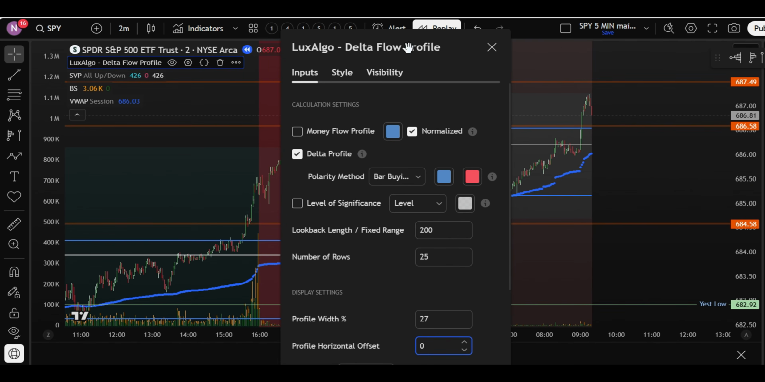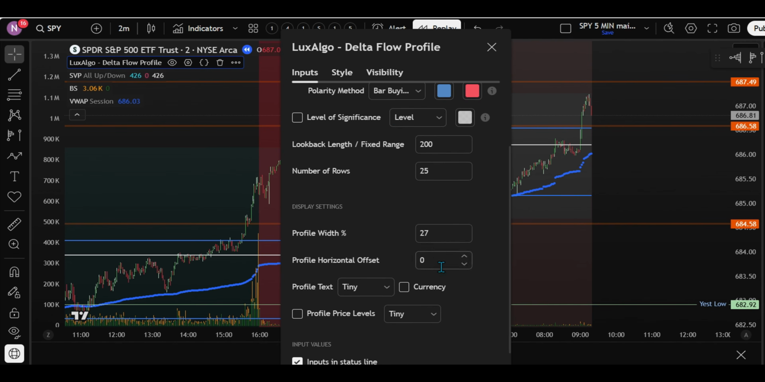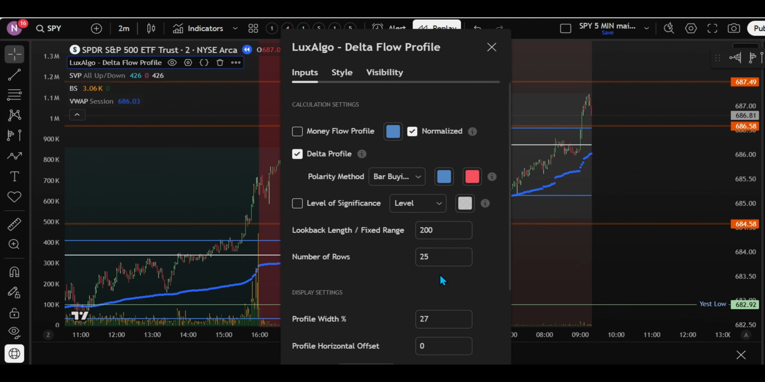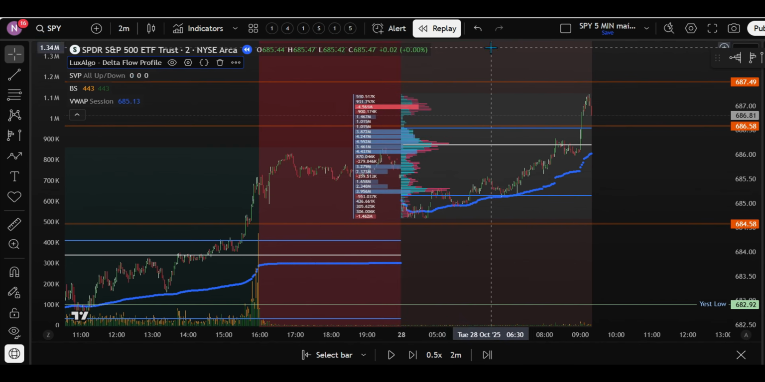So this is what I use, the delta profile instead of bipolarity, just the buying and selling pressure. I turn off this level of significance, which is just the point of control. And I already said 200. I use 25 for number of rows. You can kind of use this to your liking, but somewhere between 20 and 35 is probably going to be the sweet spot. And the rest is kind of just cosmetic. So those are the settings that I use.